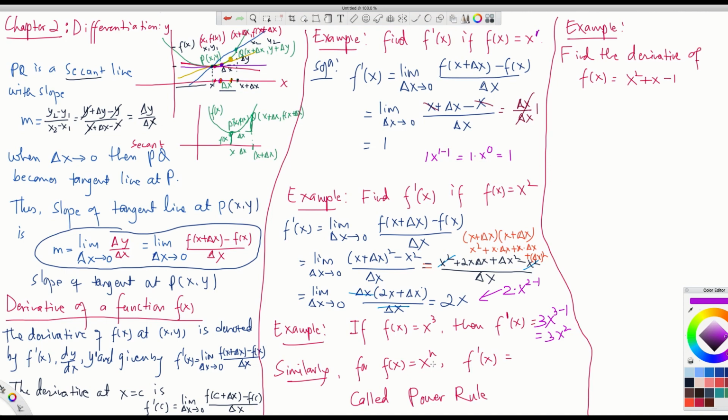Okay, how about x to the n? For any exponent n, the derivative will look like this: n x to the n minus 1. That is the derivative of x to the n. We call this the power rule.